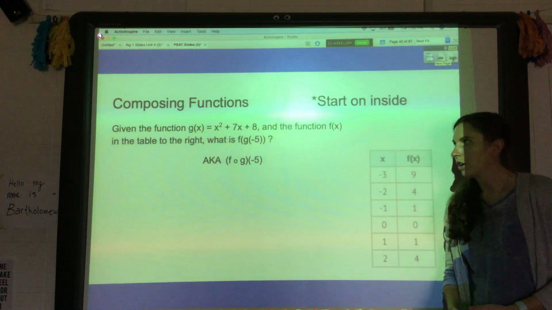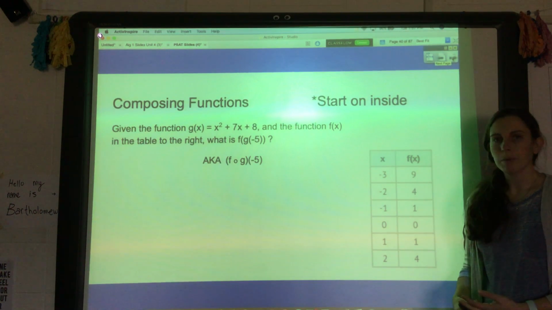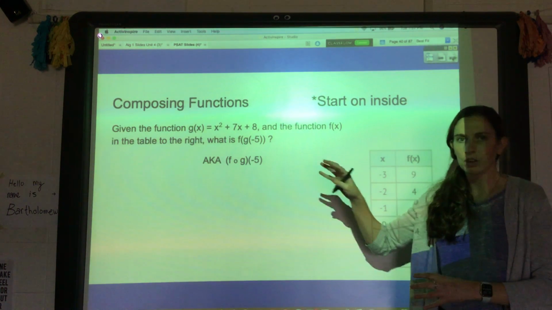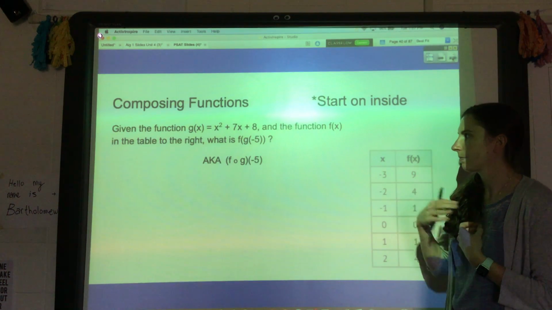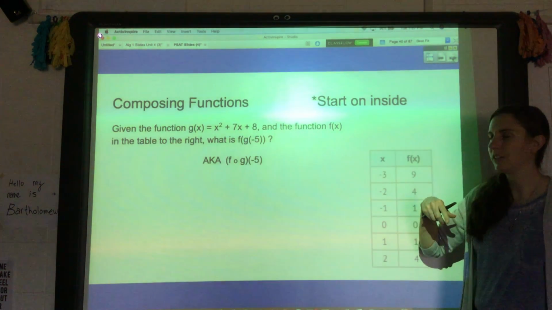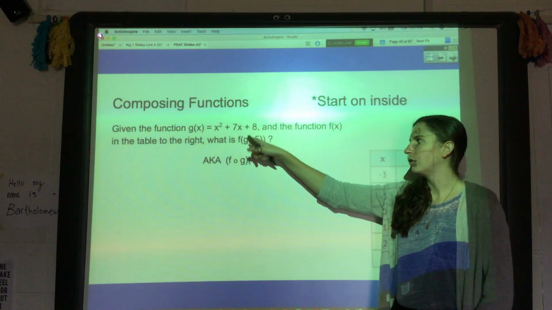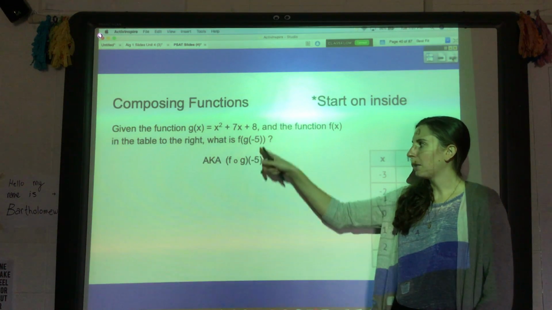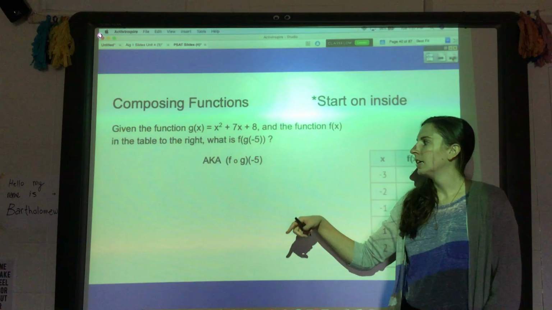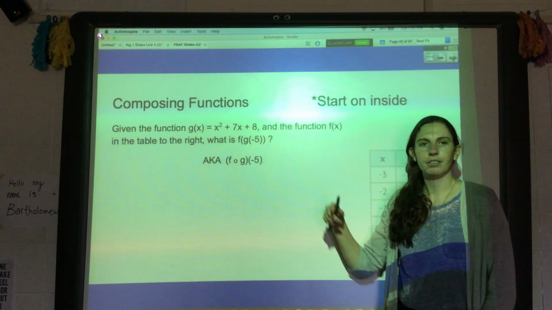All right, let's get a little more interesting with functions here. If you remember, we've talked about composing functions, which basically means put a function into another function. So we're going to use the same g of x and f of x as the previous problem, but this time we're going to do f of g of -5. It might look like this, it also might look like this. These mean the same thing. The little o means you do f of g of -5.